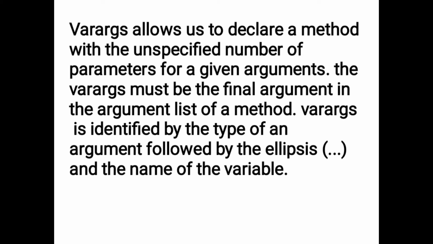Variable arguments allow us to declare a method with an unspecified number of parameters for a given argument. The variable argument must be the final argument in the argument list of a method. A variable argument is identified by the type of the argument followed by the ellipsis symbol, the three dots, and the name of the variable.